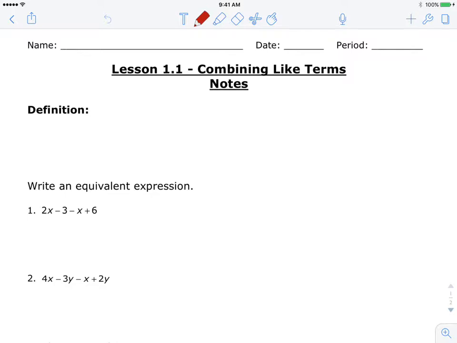All right, lesson 1.1, combining like terms, notes. So the most important thing to notice really quickly, guys, is today's lesson is about combining like terms.